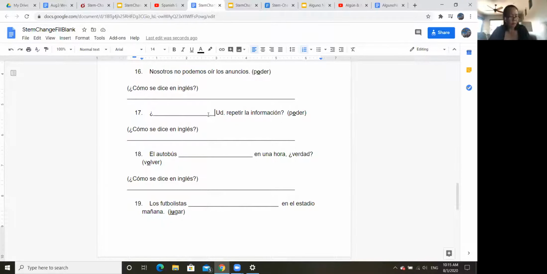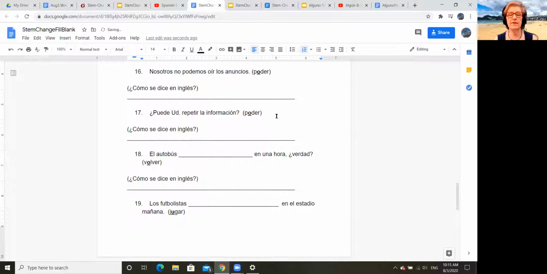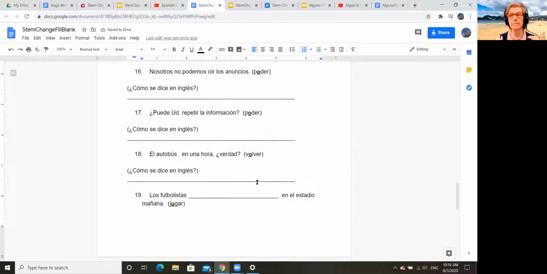¿Puede usted repetir la información? Exacto. Can you repeat the information? We've got volver one more time, una vez más, y hablamos del autobús. Now we're not talking about a person coming back, but a thing coming back. El autobús vuelve en una hora, ¿verdad? The bus returns in an hour, or the bus comes back in an hour.